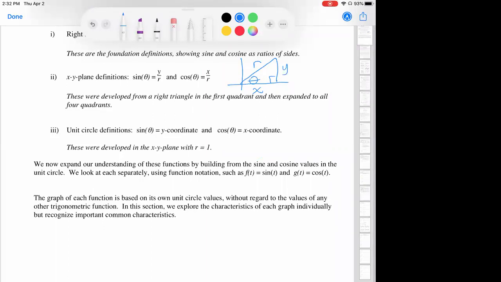Third, in the unit circle, we have unit circle definitions. So sine of theta is your y coordinate and cosine of theta is your x coordinate. So for example, always think of your first quadrant, right? We have 30, 45, and 60. And we have coordinate points. So we have, they're all over 2.